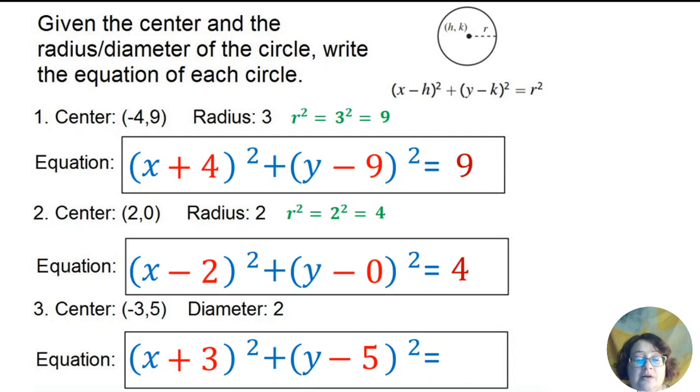Whenever we see diameter, we mark it out and we find the radius. So our radius is half the diameter, diameter divided by 2. In this case, it's going to be 2 divided by 2, or 1. So r squared is 1 squared, or just 1.